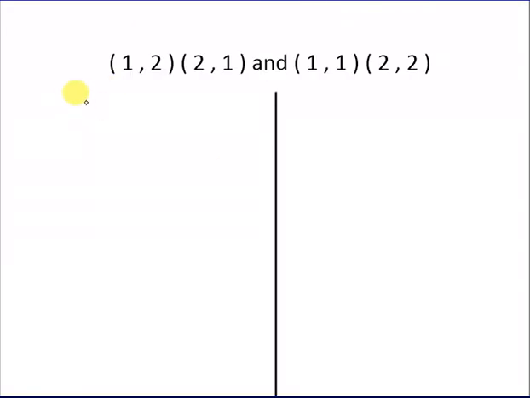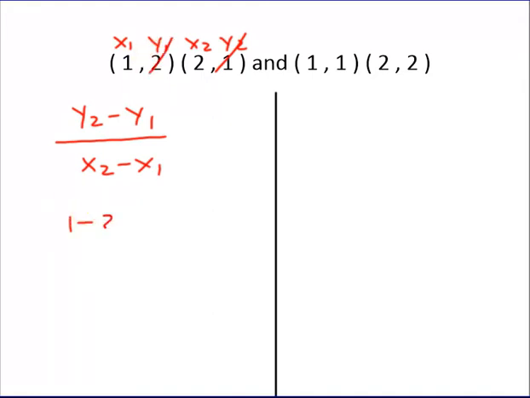All right, so I'm going to start by writing out my slope formula, y2 minus y1 over x2 minus x1. I'm going to label my coordinates, x1, x2, y1, y2. So I have 1 minus 2 over 2 minus 1. Okay, so 1 minus 2 is -1 over 2 minus 1 is 1. Okay, so a negative divided by a positive is a negative, and 1 over 1 is just 1.